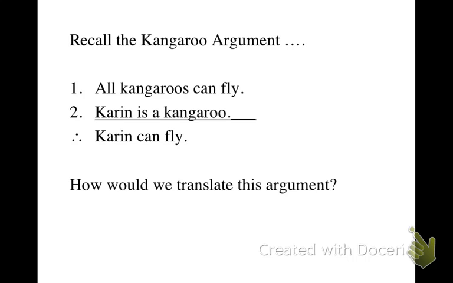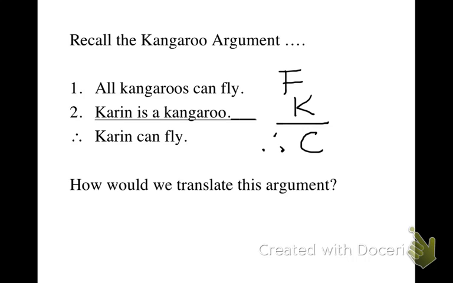So the statement, all kangaroos can fly, I'm going to use an F to stand for all kangaroos can fly. And then Karan is a kangaroo, I will translate that as K. And then finally, Karan can fly, I will translate that as C.